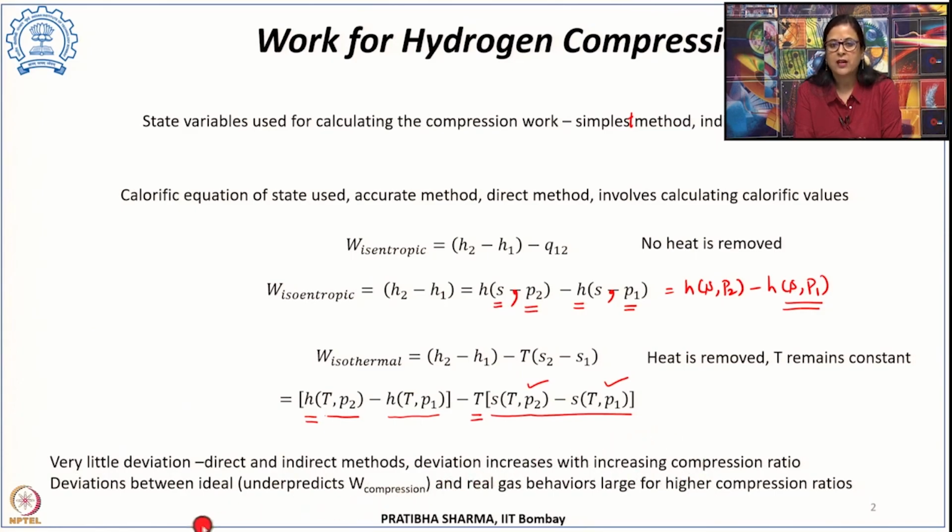It is observed that if we consider the gas to be ideal gas and do the calculation using this method, or if we consider the gas as a real gas, between the two compression works the difference is large for higher compression ratio. What is observed is if we consider it to be an ideal gas, then using that model it under predicts the work of compression.